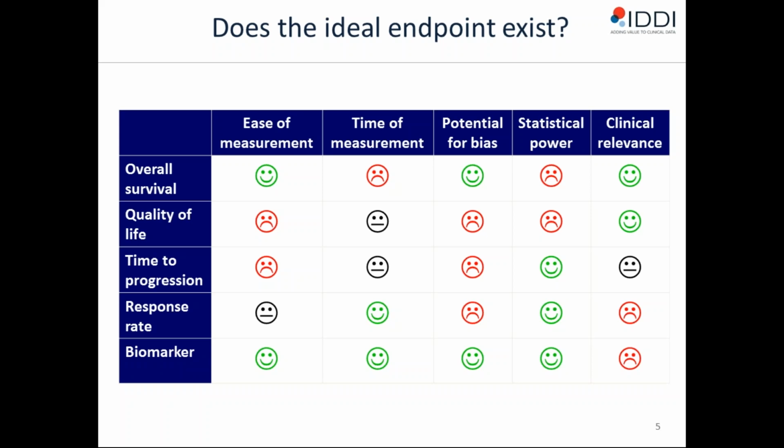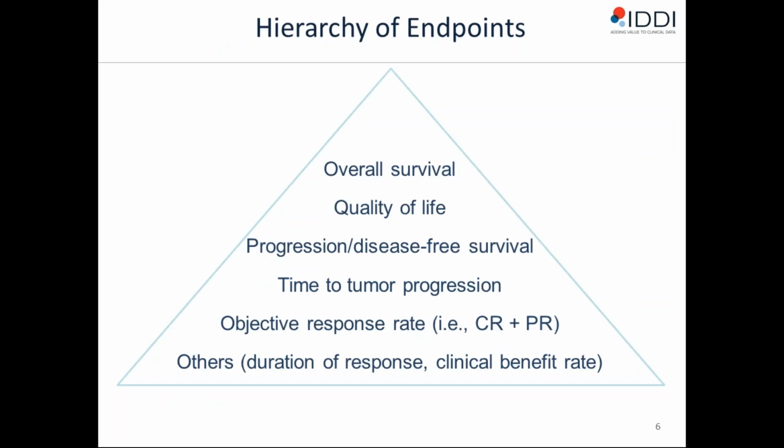Unfortunately, we don't have biomarkers for most clinical settings in oncology, but ideally we should have biomarkers that are easy to measure. They can be measured in most patients with little potential for bias, great statistical power. But again, we might lack the clinical relevance for the biomarker as an ideal endpoint. So we still don't have the ideal endpoint. We struggle with this in oncology.